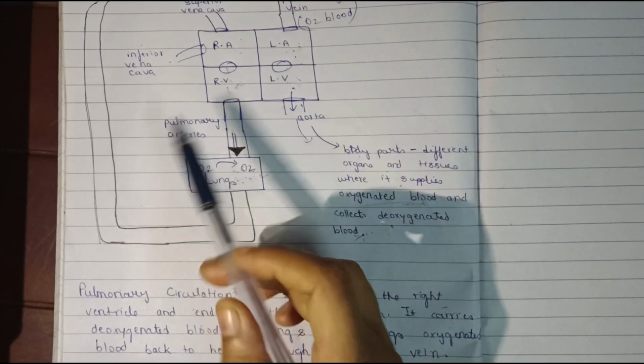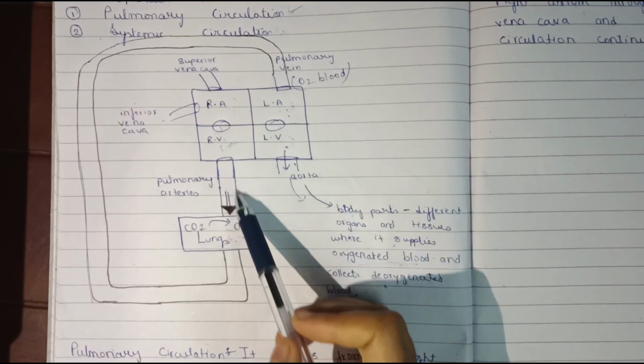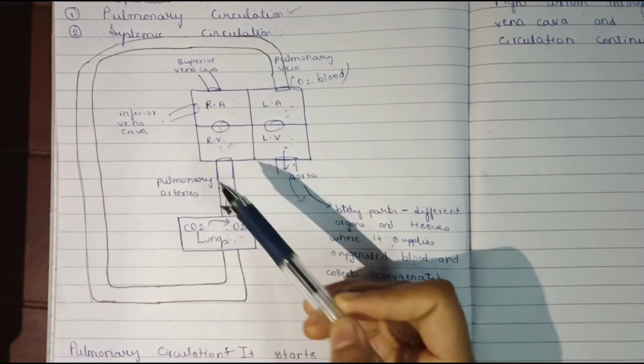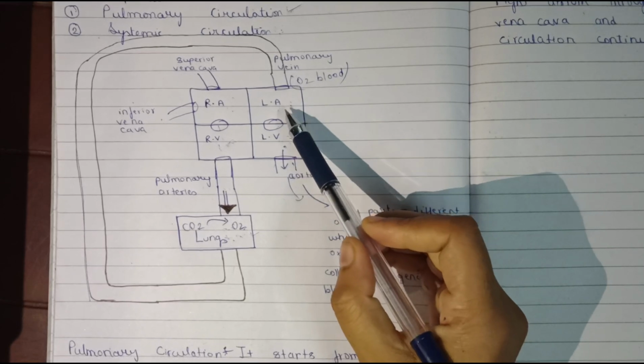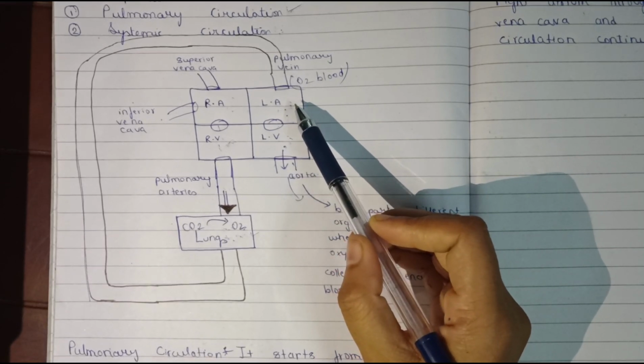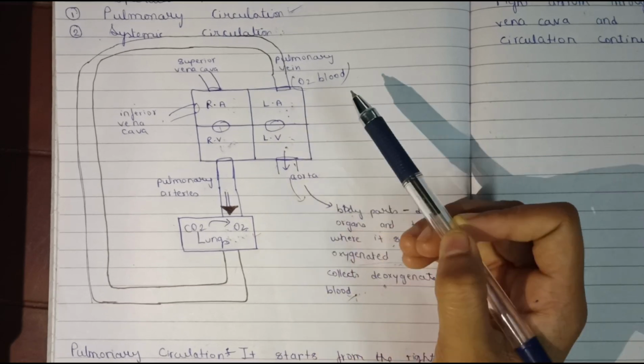So basically this whole pathway in which pulmonary arteries, lungs and pulmonary veins are involved is called pulmonary circulation, which starts from the right ventricle and ends at the left atrium.